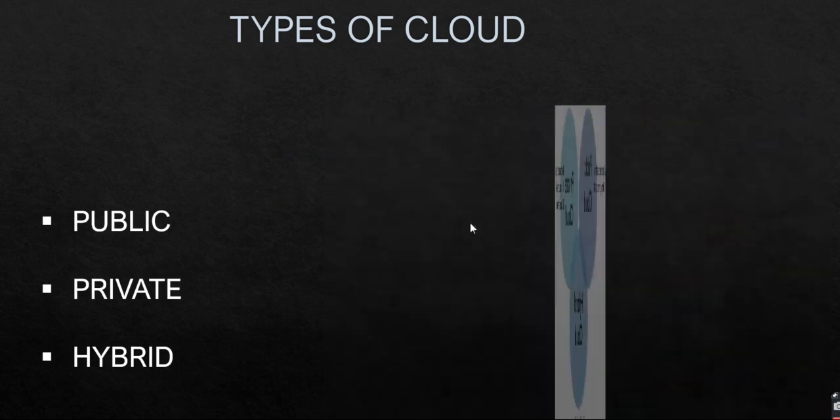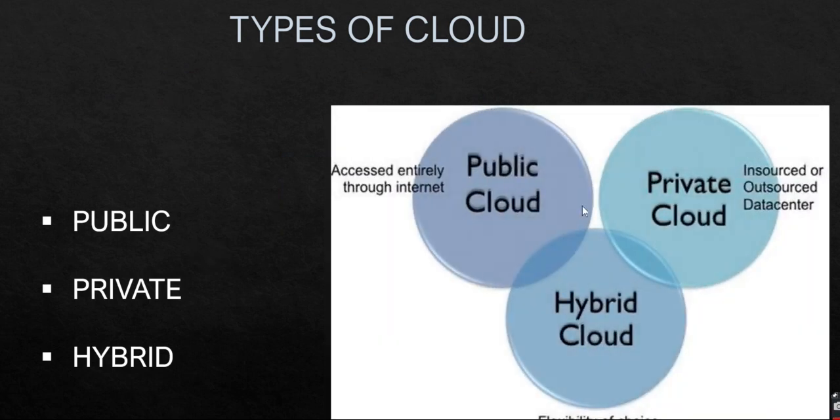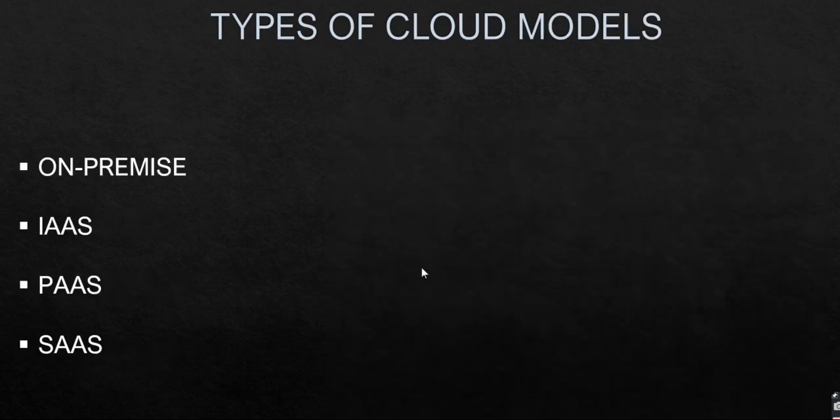Now, talking about the types of cloud. We have three types of cloud: public, private and hybrid cloud. Public, as per the name, is accessed entirely through the internet. Private is an in-sourced or outsourced data center. And hybrid is a combination of both public and private, wherein you can keep a few services available to all users and a few services only for your confidential private usage.